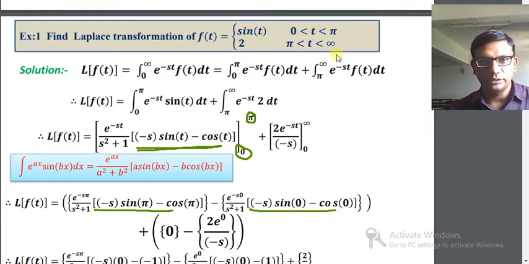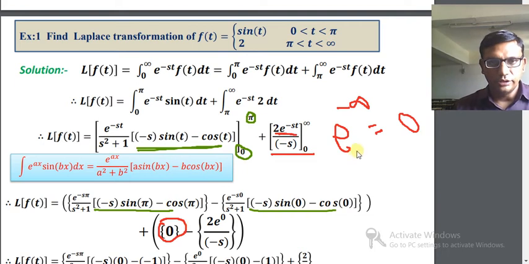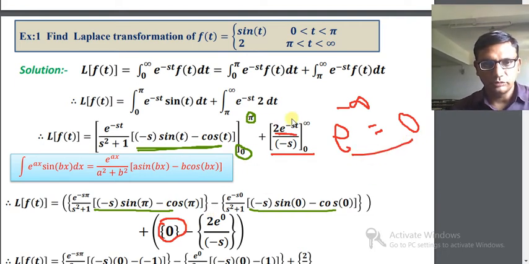Now we will put the upper and lower limit in this integration. As we know, e raised to minus infinity is 0. So the first limit will be 0 when we put e raised to minus infinity in this portion, because e raised to minus infinity is 0. So we directly write 0 here. Now the lower limit is minus e raised to 0 upon minus s into 2. That is our lower limit. So its upper limit is directly 0 and the lower limit will be this.